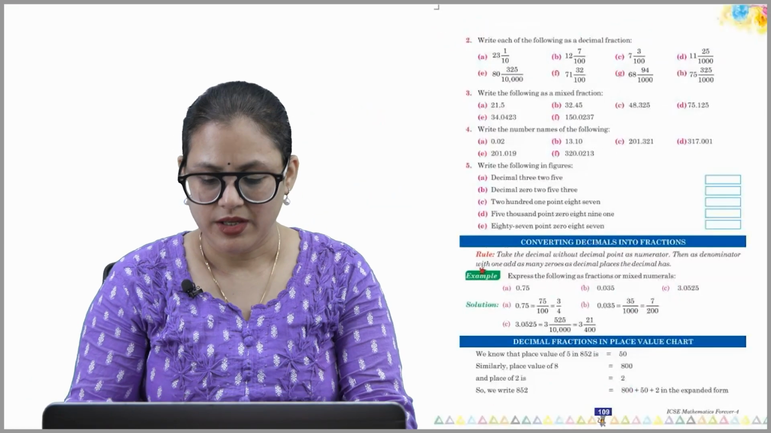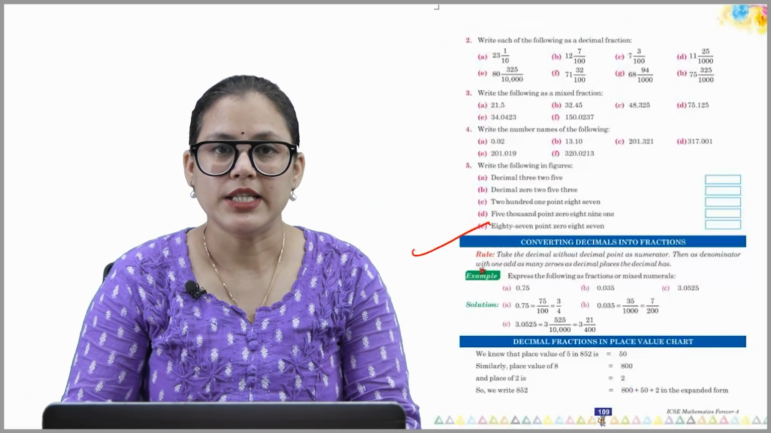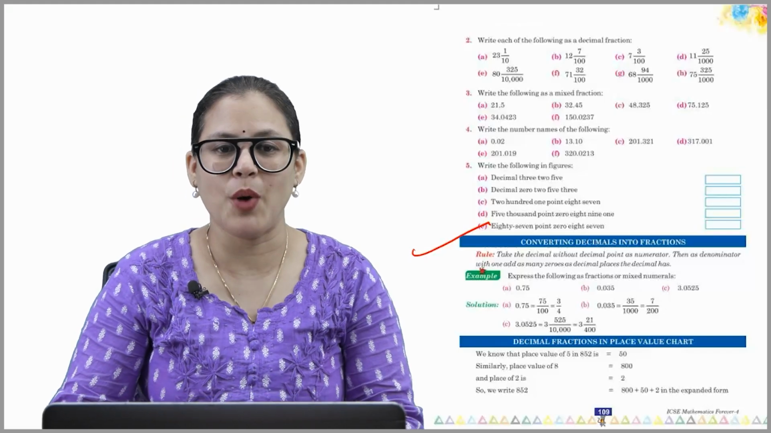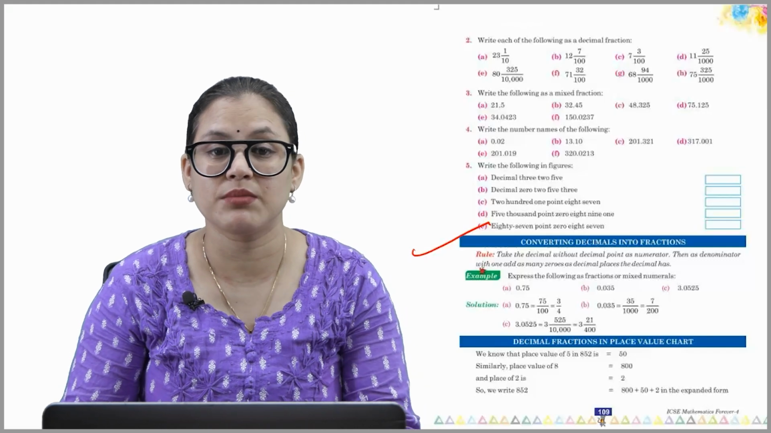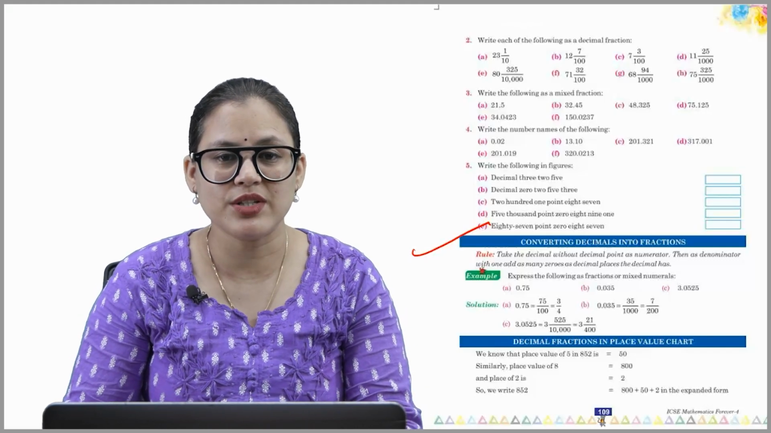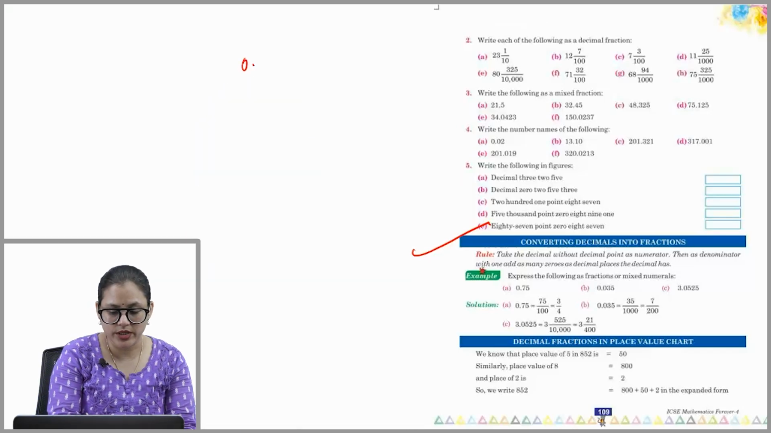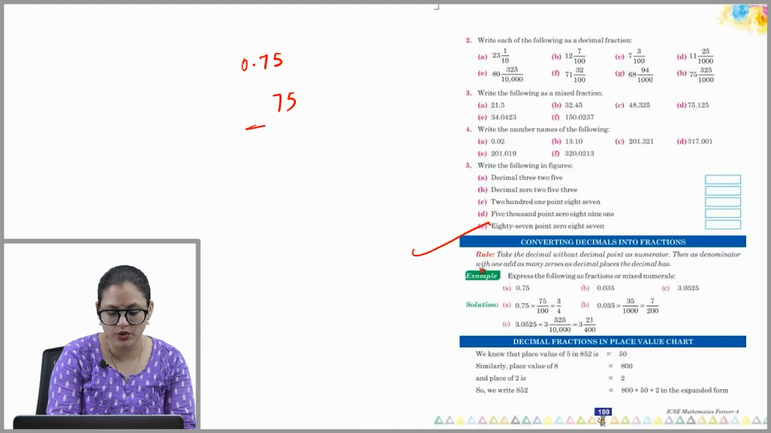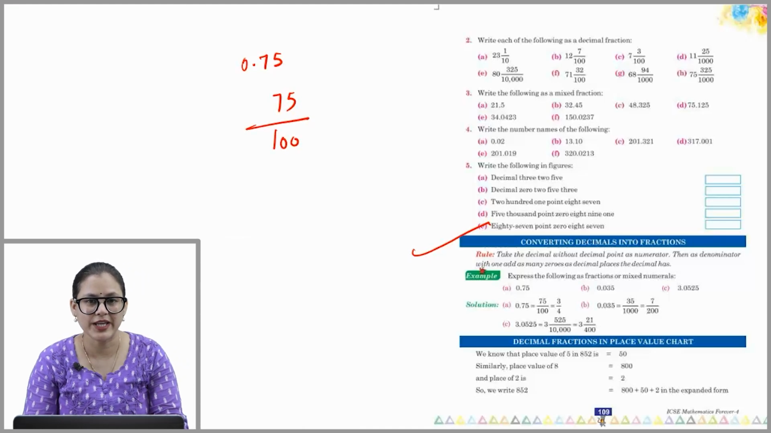Converting decimals into fractions. Rule: take the decimal without the decimal point as numerator. Then as denominator, write 1 and add as many zeros as the decimal has decimal places. Example, express the following as fractions or mixed numerals. See, we have 0.75, okay. So what will you write? 75, and then you will put 2 zeros in the denominator, okay.